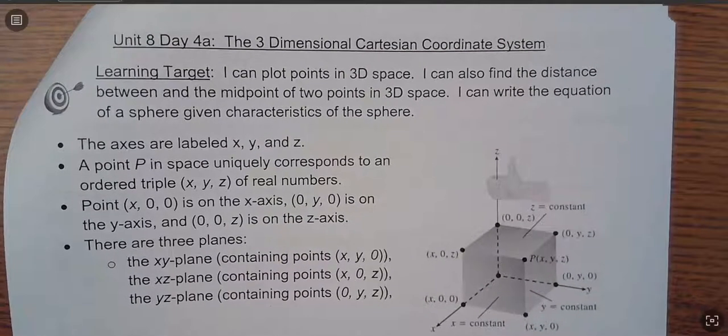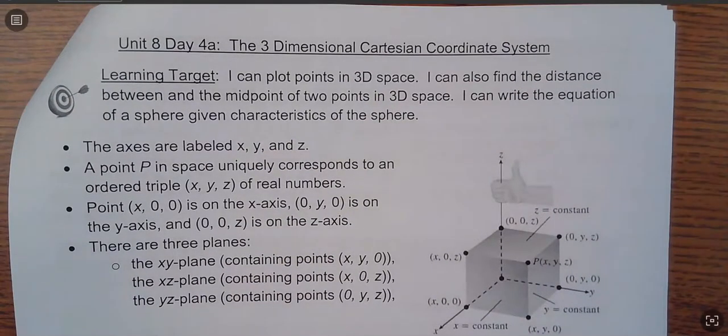All right, we're going to switch gears a little bit. We're still talking about three dimensions. Conic sections don't really look like it, but they're based off three-dimensional figures. We talked about those two cones that are meeting at the tip. Now we're going to talk about how to graph in three dimensions.